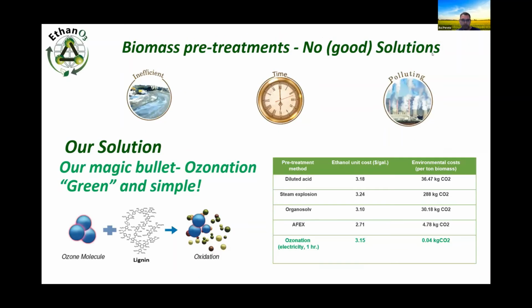There are many different methods for pre-treatment, but they are inefficient, time-consuming, and polluting. Our solution is to use ozonation. The ozone molecule acts as a magic bullet directly on this lignin material, oxidizing it and breaking it, and releasing the cellulose. You can see in the table here the common pre-treatment methods and our ozonation. While the ethanol production cost is not changing, and we are economically competitive with other methods, we have much more benefit in the environmental impact, where we can dramatically reduce the release of GHG emissions to the atmosphere.